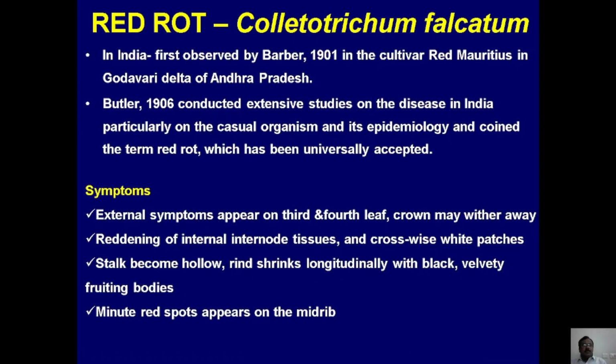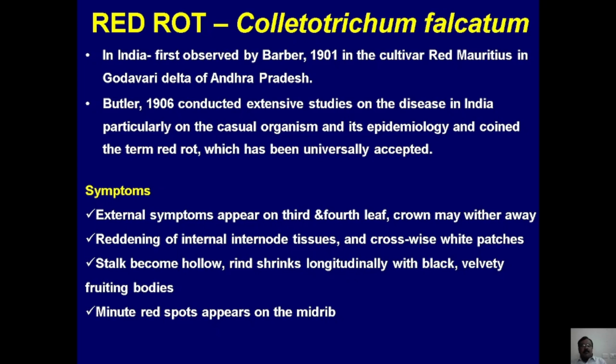First and foremost is the red rot, which is caused by Colletotrichum falcatum. In India, it was first observed by Barber in 1901 in the cultivar Red Mauritius in the region of Godavari Delta of Andhra Pradesh. Later, Butler in 1906 conducted extensive studies and worked on the causal organism, its epidemiology, etc., and he coined the term red rot. And what are all the predominant symptoms?